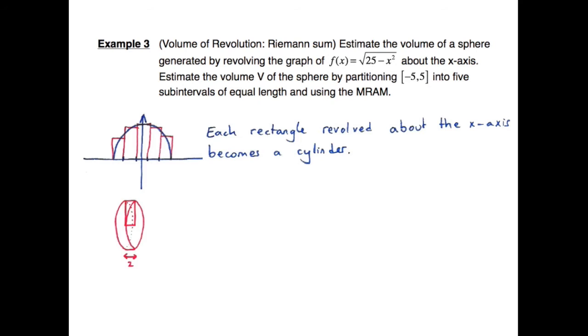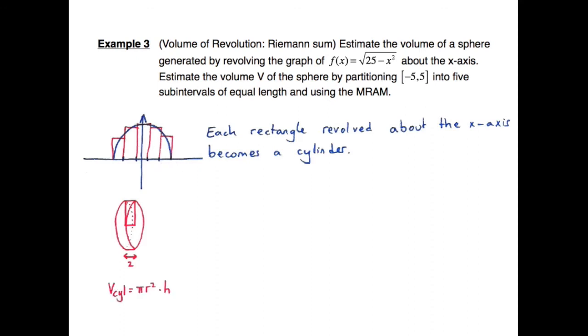What is the volume of these cylinders? It's base times height. The base is the surface of the disk, pi r squared, times the height. The height here is 2, because this interval has subintervals of length 2: 2, 2, 2, 2, 2.